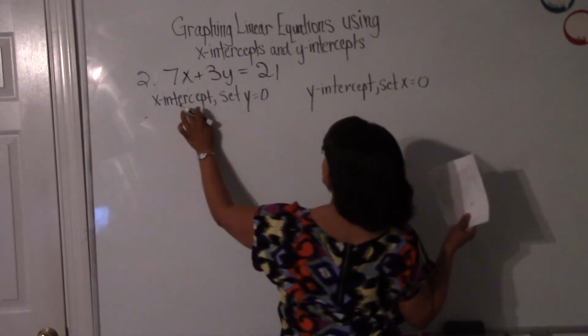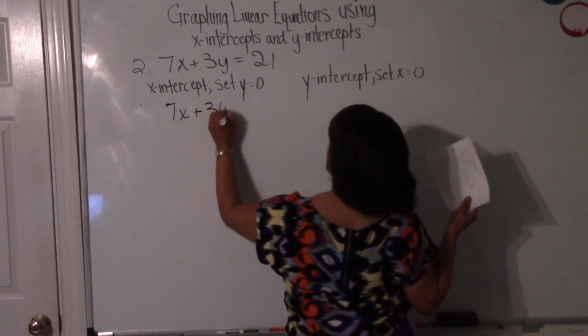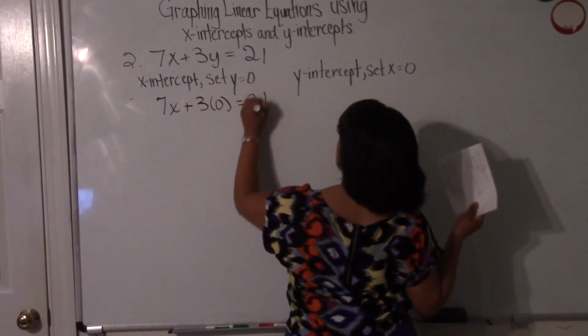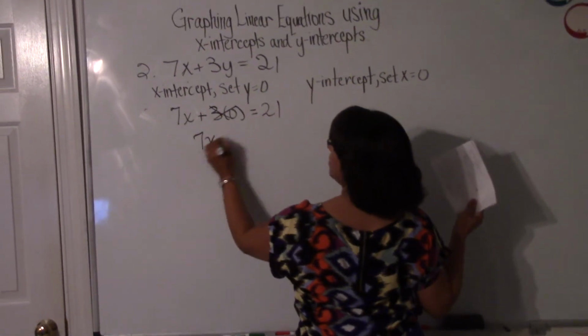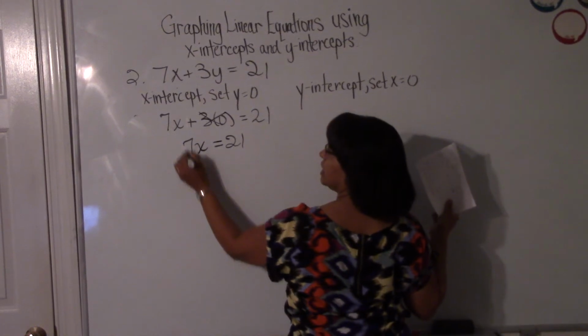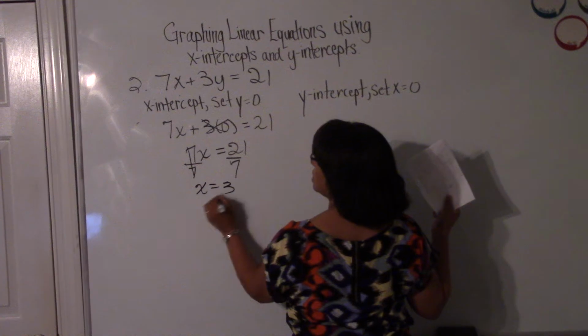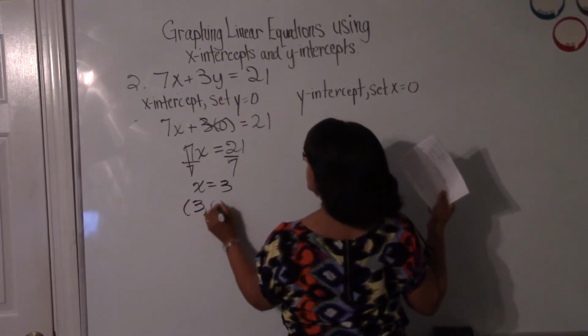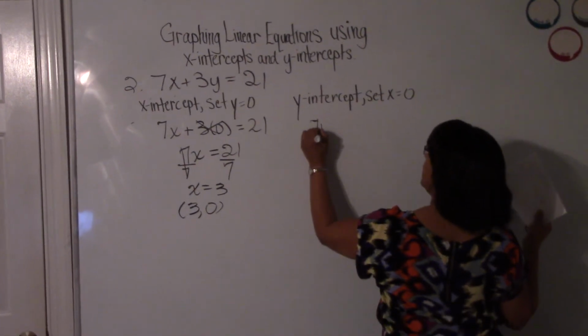For the x-intercept, you set y equal to 0, so it's 3 times 0. We have this 3 times 0, which goes away. So now we have 7x is equal to 21. And it's nice because you just divide both sides by 7 to solve for x. And our x-intercept is 3. So we'll graph that ordered pair in a moment. But let's look for our y-intercept.